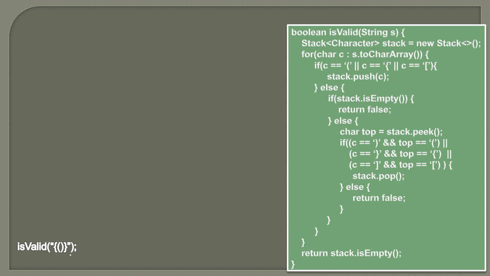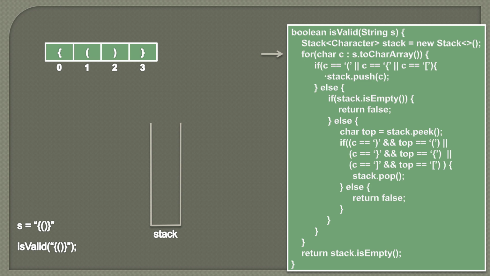Now here we will see one more example which is a proper valid string. So the string becomes this. We create a stack. We create the char array like this. And in the for loop, C will point to the opening curly bracket first. So this condition is true. So we can push C on the stack. So this opening curly bracket is on the stack.